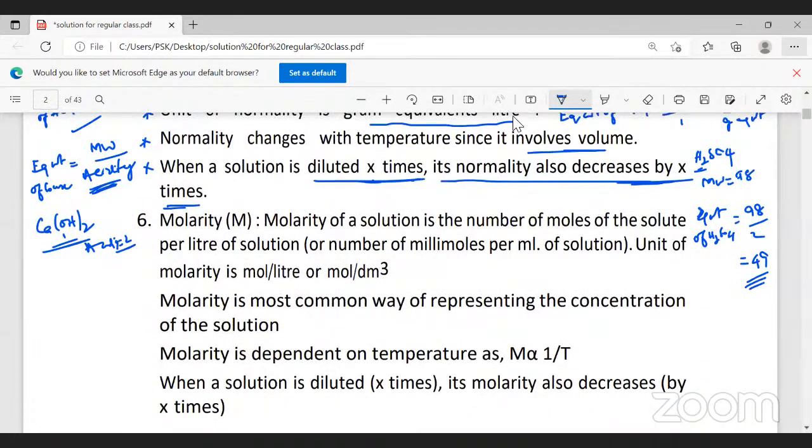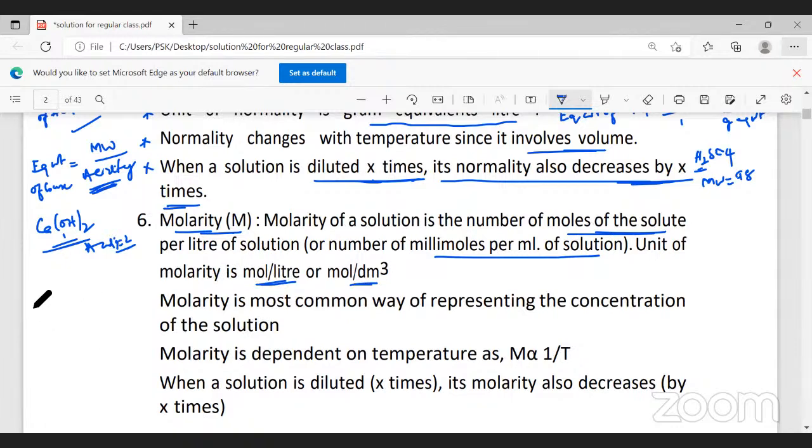Now we are going very fast because molarity is similar to normality. Molarity of a solution is the number of moles of solute per liter of the solution, or number of millimoles of solute per ml of the solution. So you don't worry about this. Number of moles of solute per liter of solution. The unit for molarity is mole per liter or mole per decimeter cube.